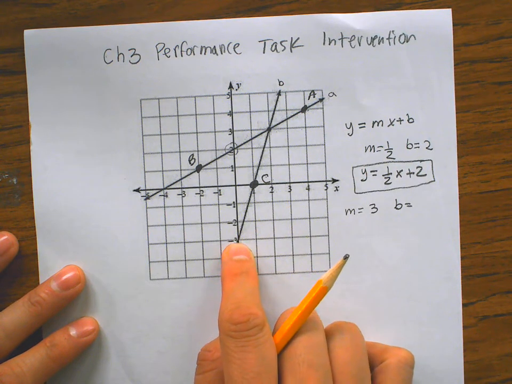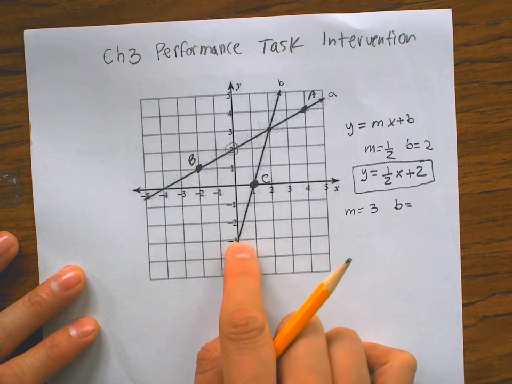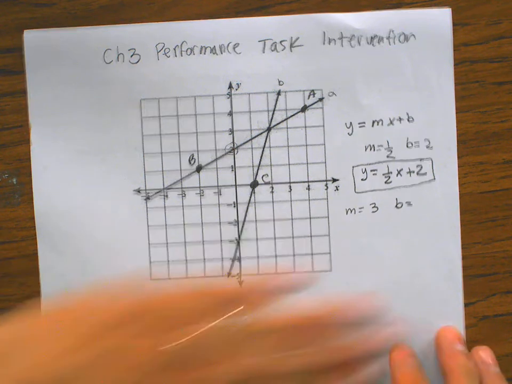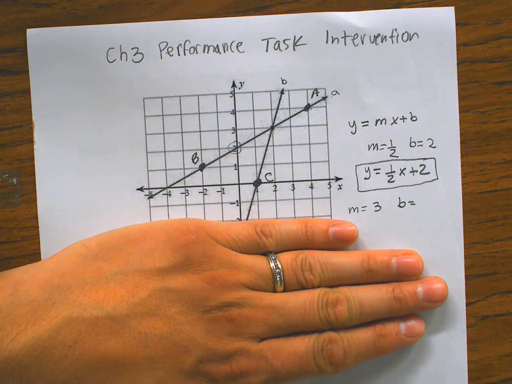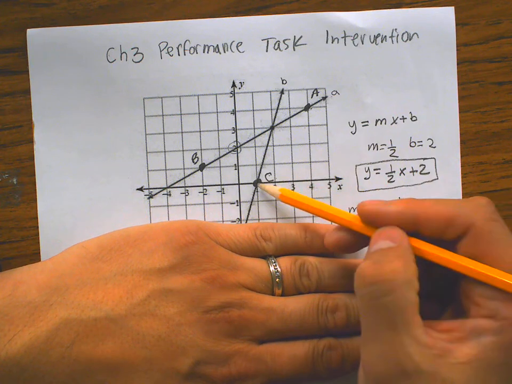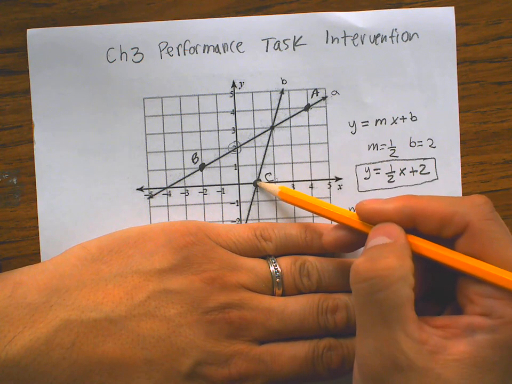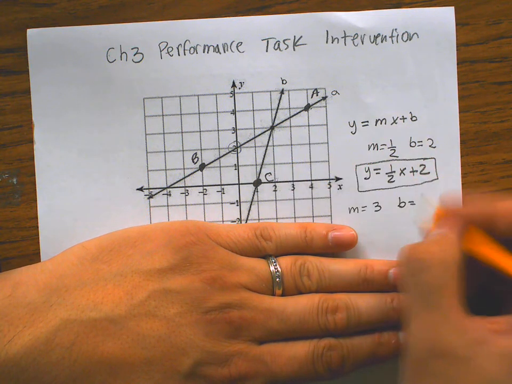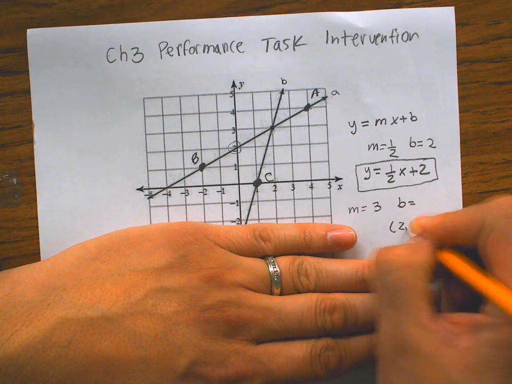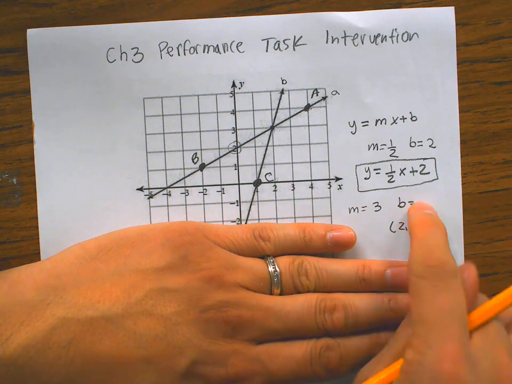But what happens if that point was not visible? What happens if my equation looks something like this, and I couldn't tell where the y-intercept was at? So I'm going to show you guys what to do in that scenario. Since I know the slope to be 3 over 1, and I know that one of the points in here is this one here, 2, 3, I'm going to go ahead and use that point to find out what b is going to be.